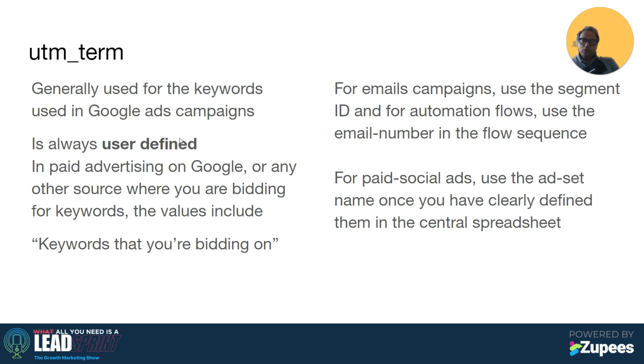Term. Now the term is also user defined. In paid advertising, obviously Google will add the keyword that the ad or the click referred to. But for email campaigns, you can use the segment ID. And for automation flows, use the email number in the flow sequence. Every flow has about 5, 6, 7, 8, 10 emails. So the UTM tracker value of UTM underscore term should be the number of the email: the third email, fourth email, fifth email, etc. This way you will be able to know how far along the user went before they converted, and how many, if you just looked at that specific flow.